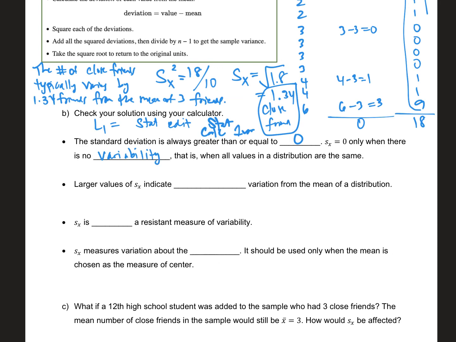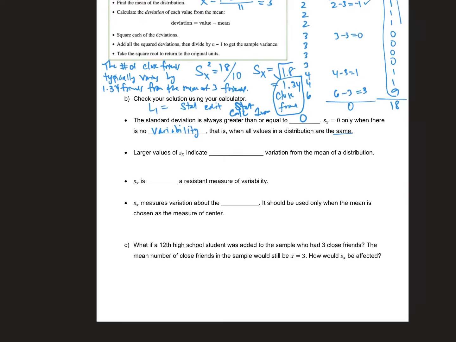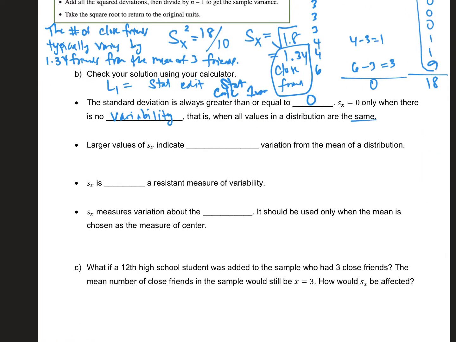Only when there's no variability. That is when all the values in the distribution are exactly the same. Very boring. We're not going to have that. All right, larger values of the standard deviation indicate greater variation from the mean of a distribution.